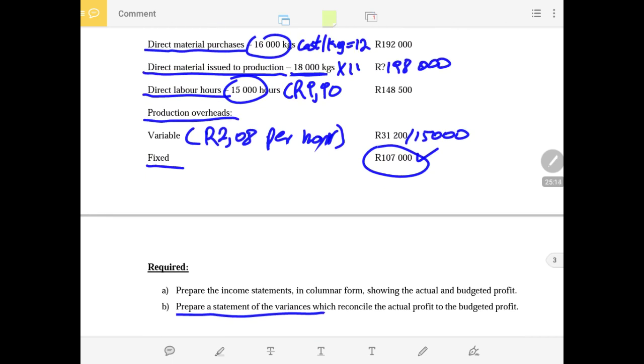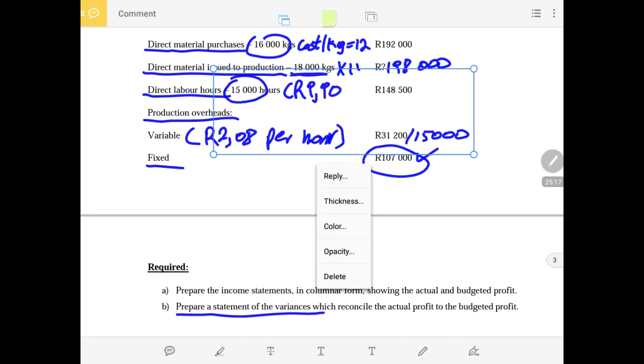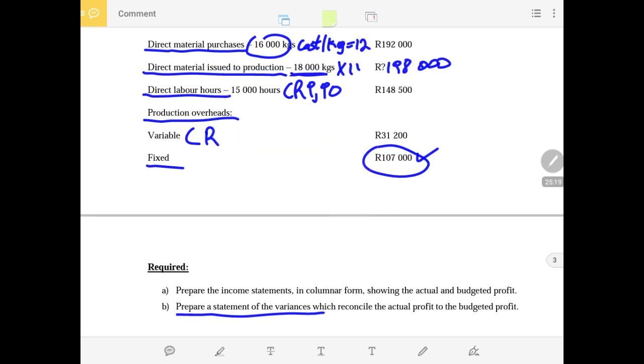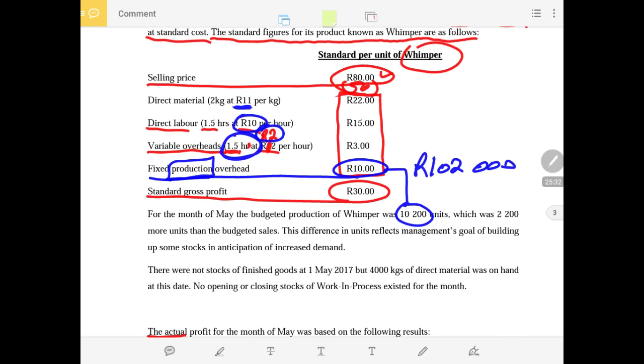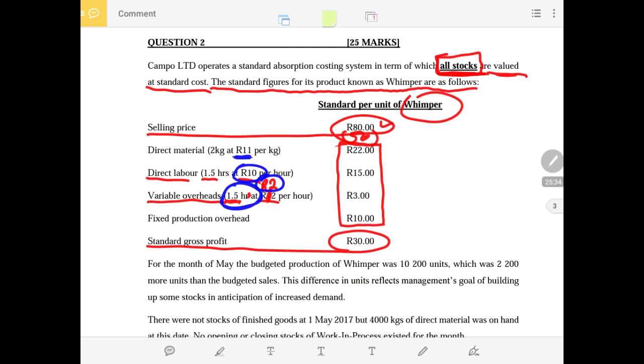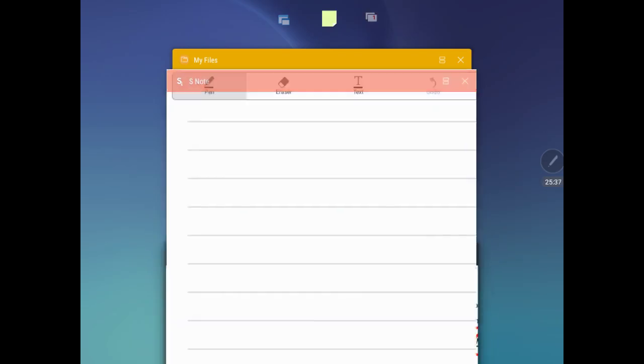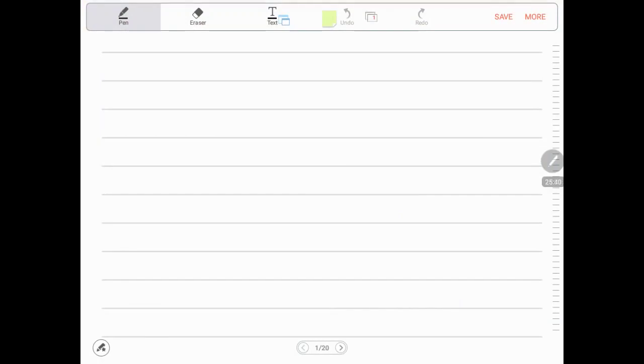So now this is the info that we are provided, and we are required to do the budgeted and the actual income statement. So now let me continue with compiling these two income statements. Then after, I do the reconciliation immediately after that. Then now we compile the budgeted and actual income statement, using the absorption standard costing system.